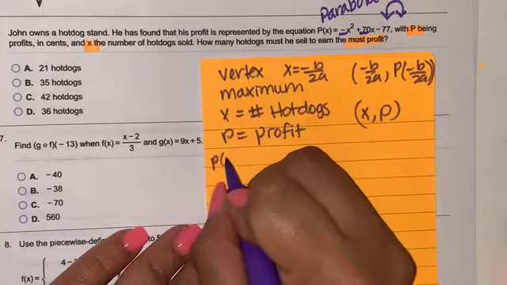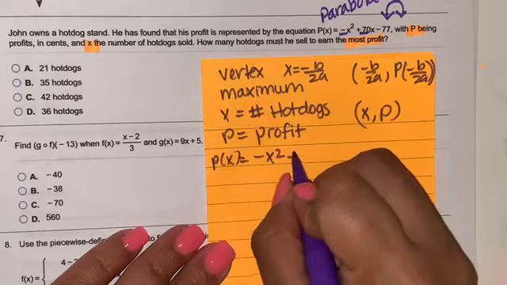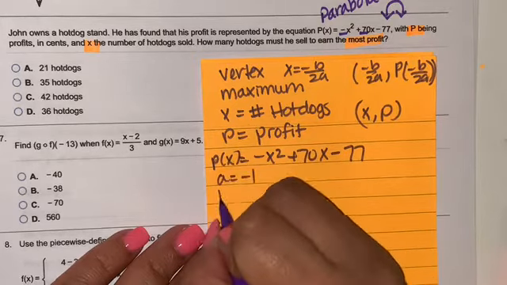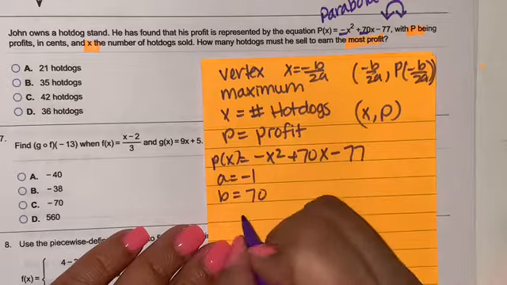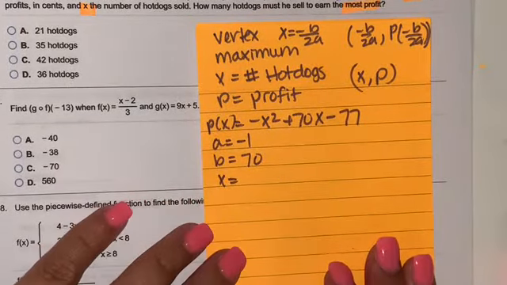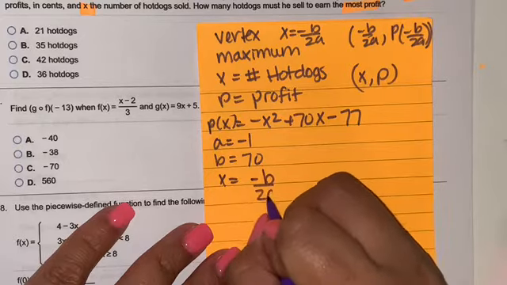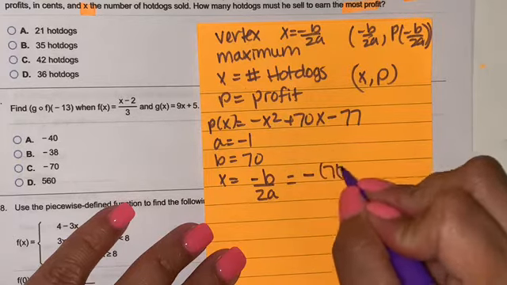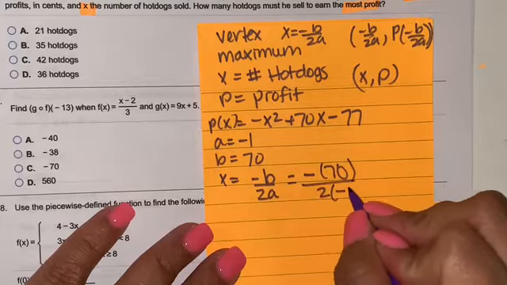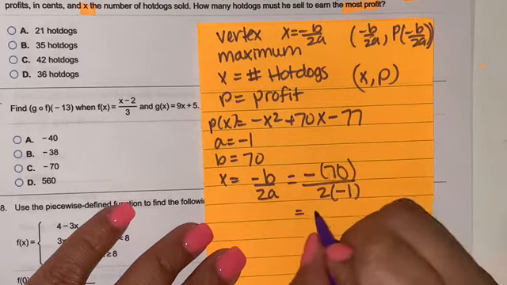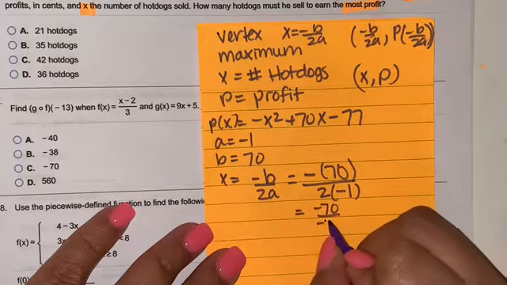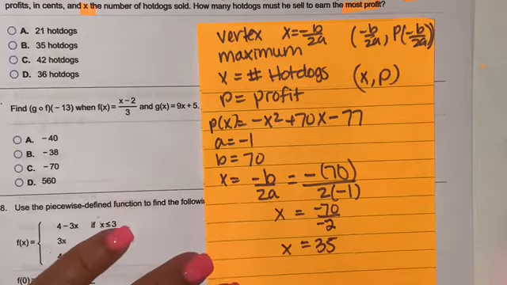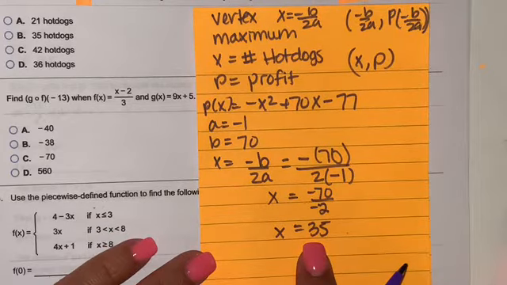Okay, so P of x equals negative x squared plus 70x minus 77. a equals negative 1, b equals 70. So x equals negative b over 2a, negative 70 over 2 times negative 1. So I get negative 70 over negative 2, which equals 35. So x equals 35. And then we want to know the profit.